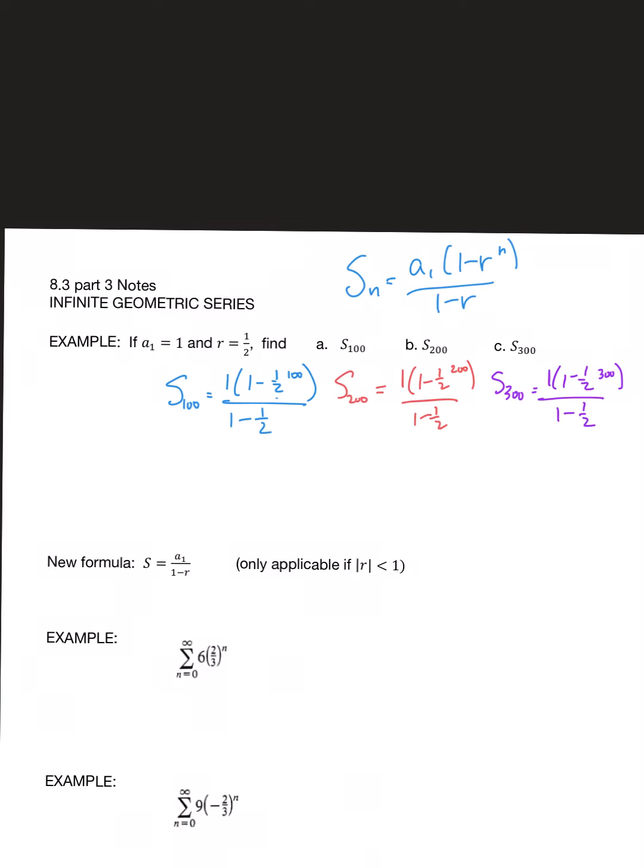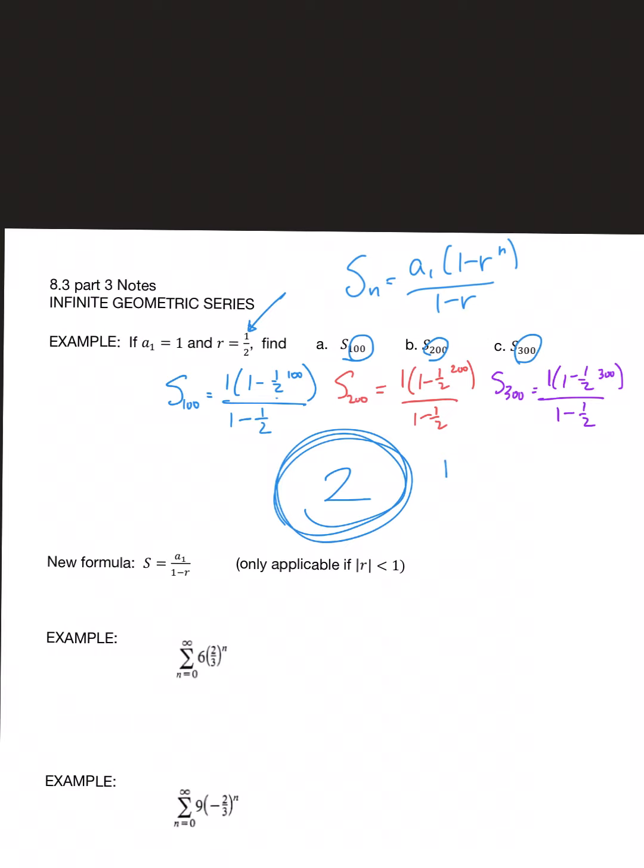If you put each of those into your calculator, you will amazingly find that they all have the exact same answer: 2. It doesn't matter whether you're adding up 100 numbers, 200 numbers, or 300 numbers. In this particular case, they're going to add up to 2. The reason is that this ratio is a fraction that is less than 1, so the numbers are getting smaller and smaller.